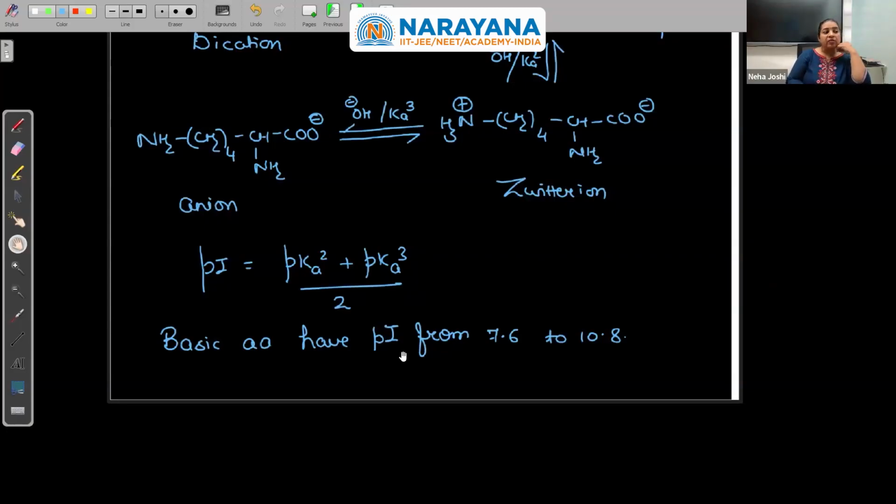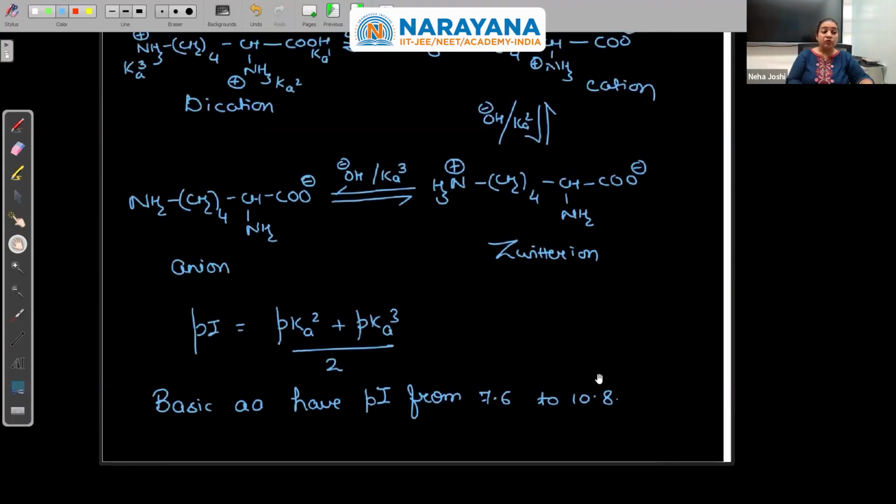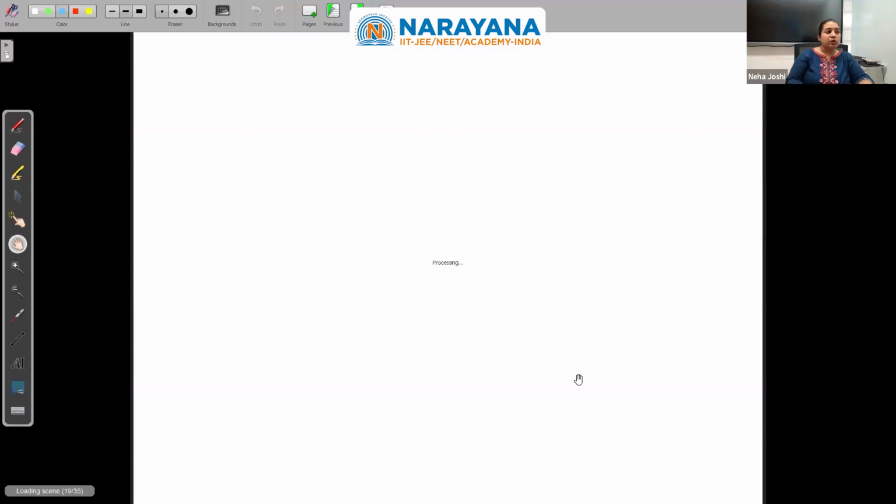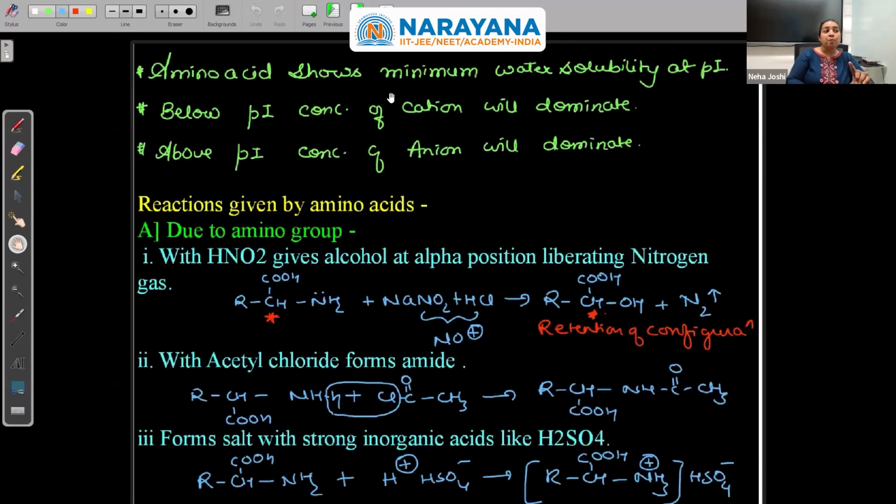So basic amino acids have isoelectric pH from 7.6 to 10.8. So that is greater than 7. And out of these, this 10.8 will be of which one? Arginine, the one which is the most basic amino acid. Amino acids show minimum water solubility at isoelectric pH because they are overall neutral. Below isoelectric pH, they will exist as a cation. Above isoelectric pH, they will exist as an anion.